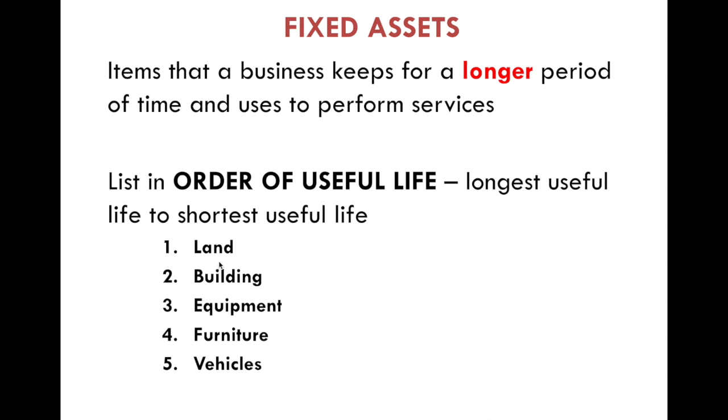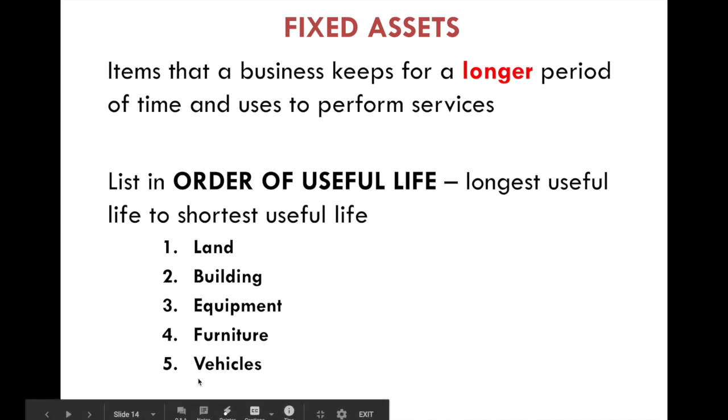Land is always first because land, in theory, will last forever. Assuming that there isn't a gigantic earthquake that swallows up the lot, it's going to be there forever. Buildings, same thing. Buildings stay for hundreds of years. Next is equipment. Who knows how long equipment lasts? It doesn't last as long as a building, but it lasts a very long time. And then furniture, and then vehicles. So this is usually the order. And again, it's longest first, and land always comes first.